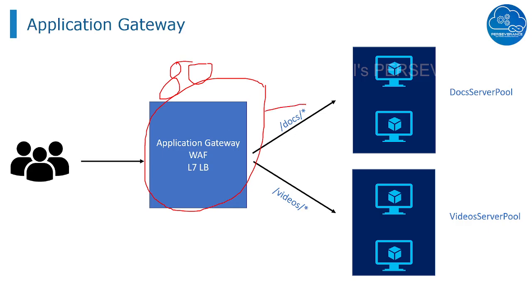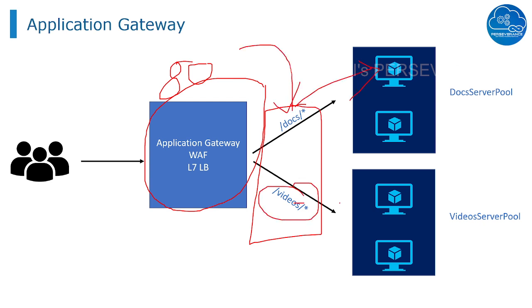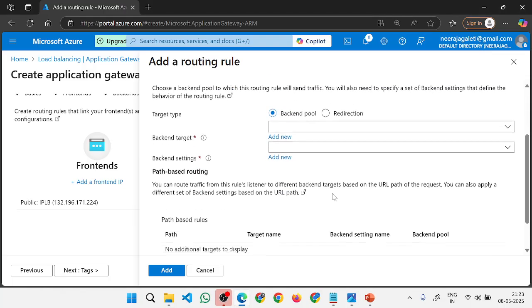Here we have given, but this we have not given. If somebody requests docs, it should route to this, right? And if somebody requests videos, it should route to this. That we need to configure. Let's configure that. So just click on docs pool.